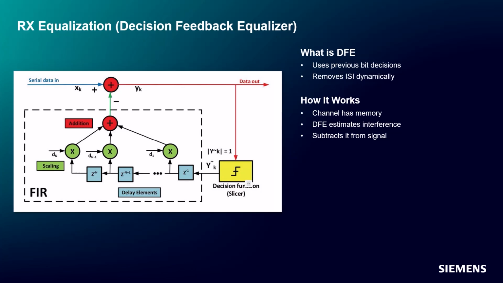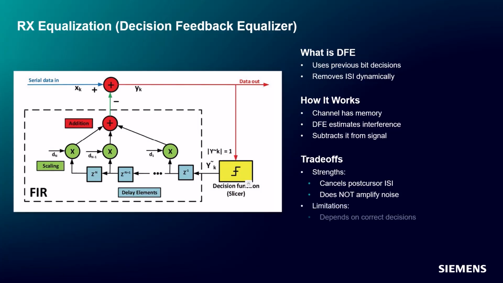As a result, the DFE can cancel post-cursor ISI very effectively, and it does so without amplifying noise. This is a major advantage over linear equalizers. However, there are also limitations. The DFE relies on previous decisions being correct. If an error occurs, it can propagate forward and affect future bits. So while it is very powerful, it must be used carefully.